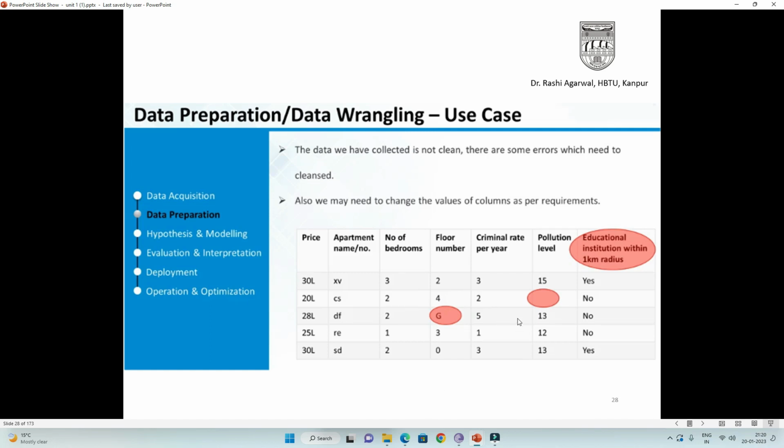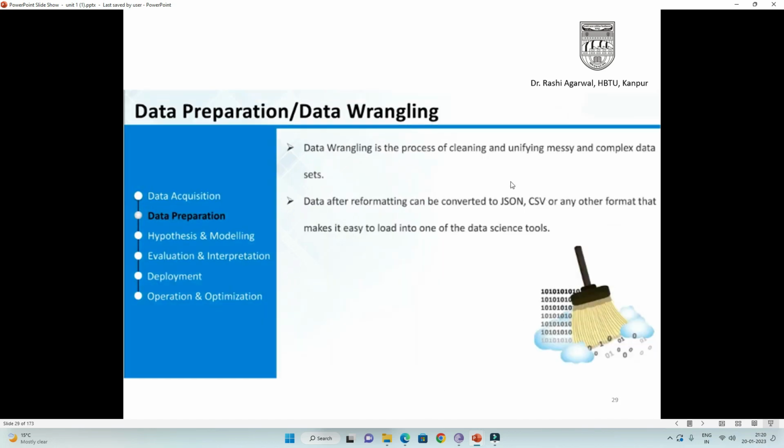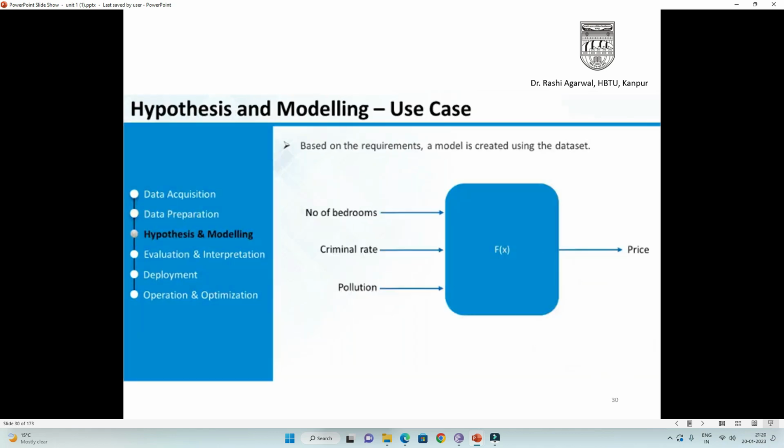So this entire process is known as data wrangling, which is basically the process of cleaning and unifying messy and complex data sets. Data after reformatting can be converted into whatever, a CSV format or a JSON format, which will basically be loaded into the data science tools that we will work on.